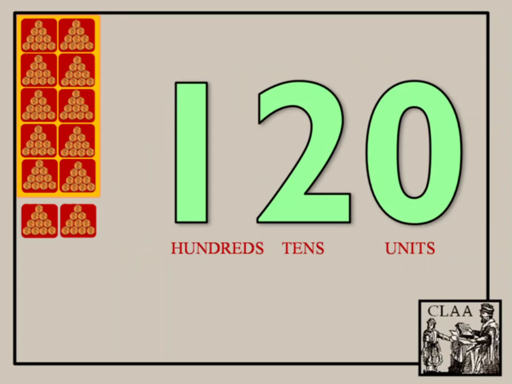In this slide, you can see that there is 100 and 2 sets of 10. 2 sets of 10 is 20. So here on your screen, we have 120 pennies. To write the number 120, we write a 1 in the hundreds place, a 2 in the tens place, and 0 in the units place. 100 and 2 sets of 10 makes 120.